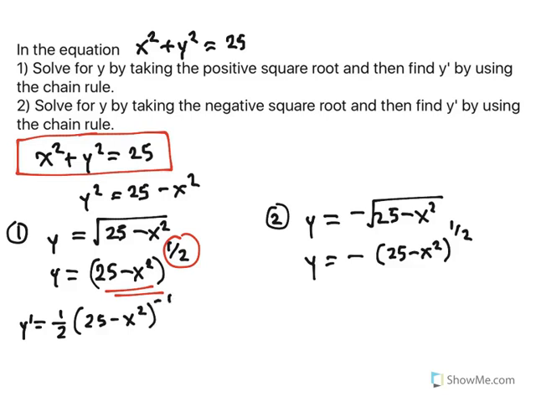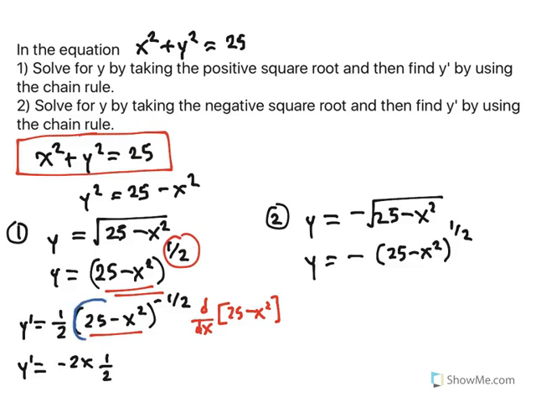Subtract 1 from 1/2, I get negative 1/2. And then multiply by the derivative of the inside function. So I will have the derivative with respect to x of 25 minus x squared, which is, of course, negative 2x. So I get y prime is equal to negative 2x times 1/2.